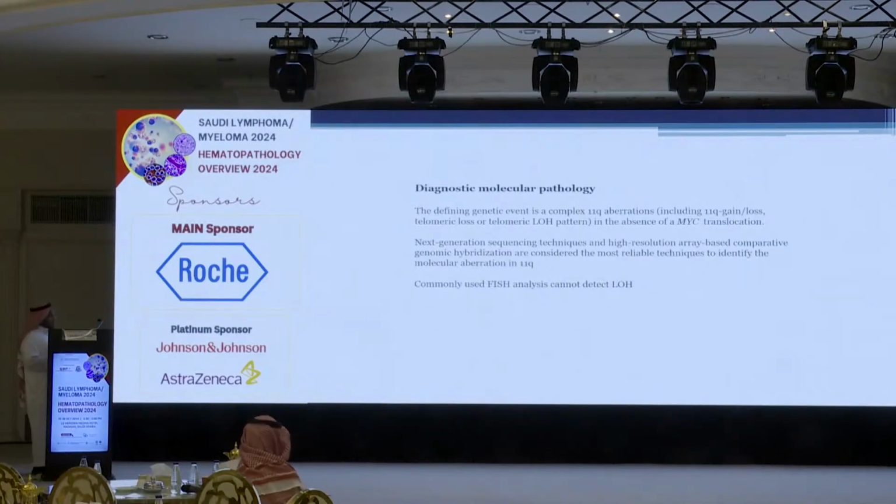The defining molecular finding, as we mentioned, is a complex aberration involving the 11q chromosome, and this includes many changes. The best testing to detect these numerous aberrations is next-generation sequencing, because the commonly used FISH analysis cannot detect loss of heterozygosity in the 11q gene.